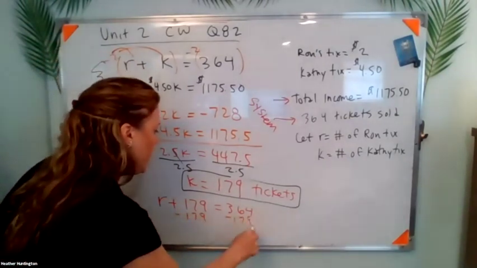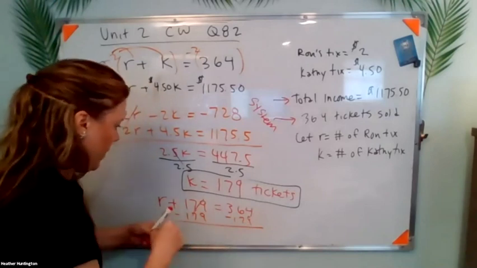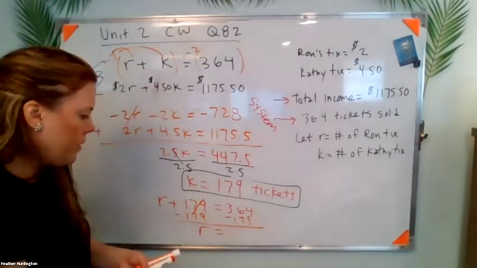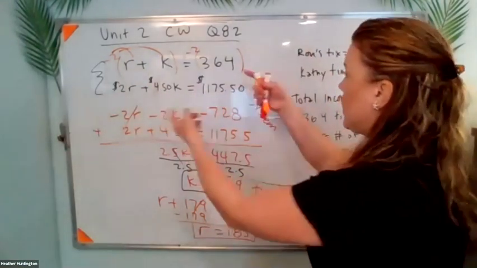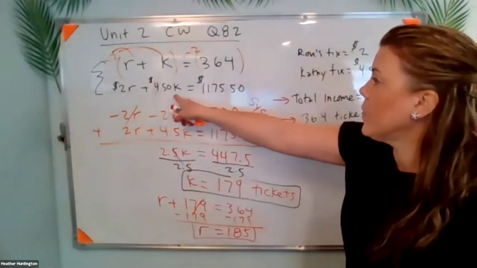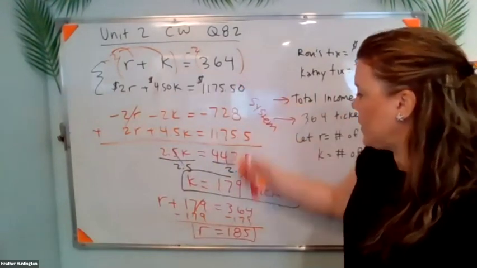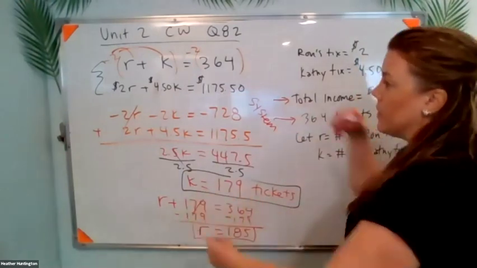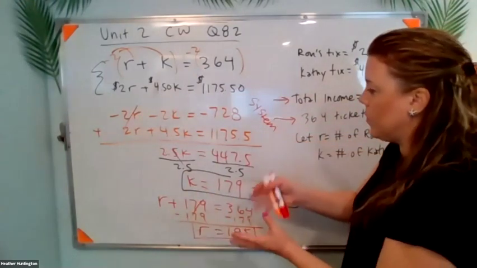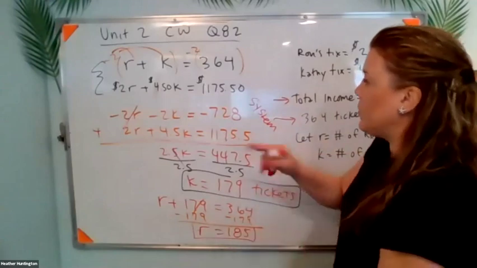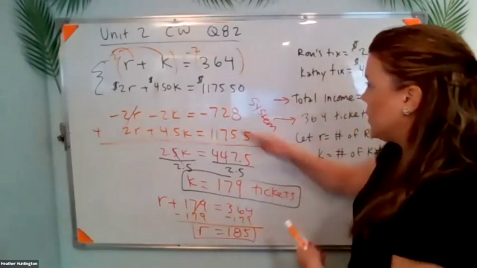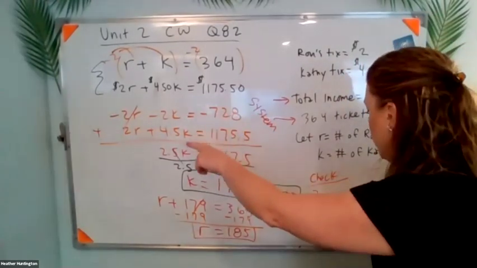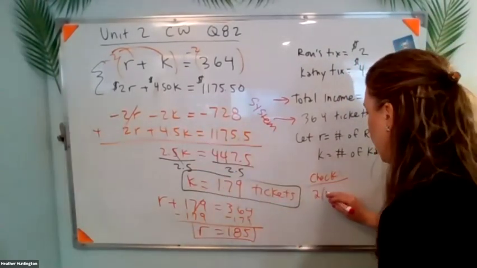179 minus 179. And so R equals 185. And you can check it by substituting it in. I would check it with the second one since I used the first one to help me get this. When you're checking things, you tend to want to do things in different ways if you can, so that if there's a mistake, you don't end up making the same mistake. So you could check by plugging it in there. So the check will be to do 2 times R, which is 185.